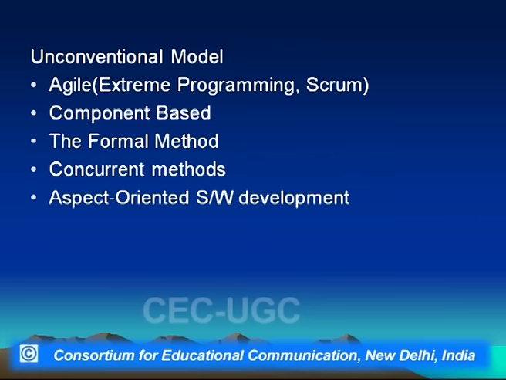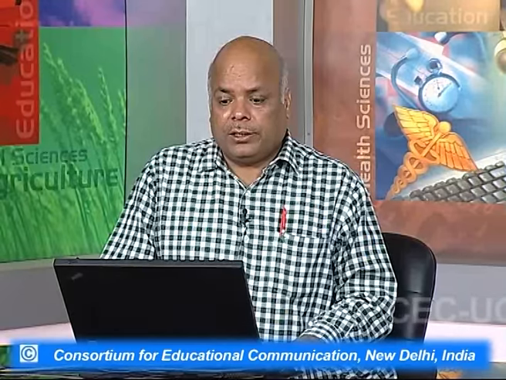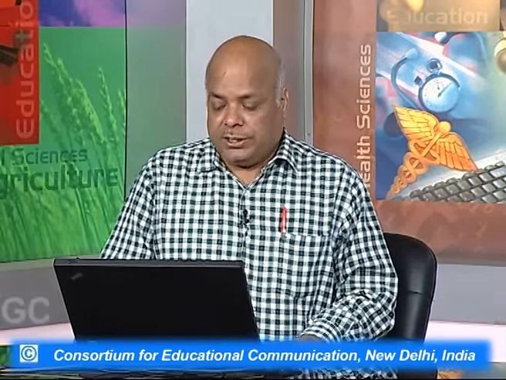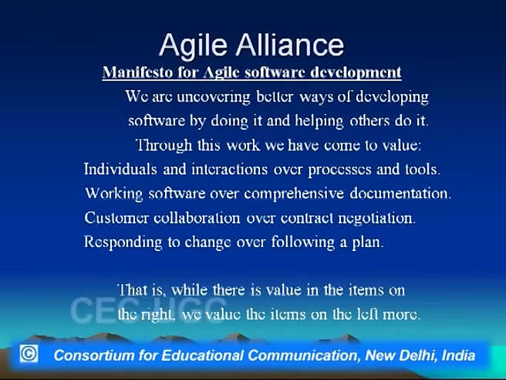Then we have the component based process model. You might have heard about COM and DCOM, which are part of component based software engineering. We have the formal process model, the concurrent process model, and the aspect oriented software development process model. We will take up one by one. The most popular process model is the agile process model. Agile is not a new thing. It has been in practice in the manufacturing industry, and this is the Agile Manifesto.